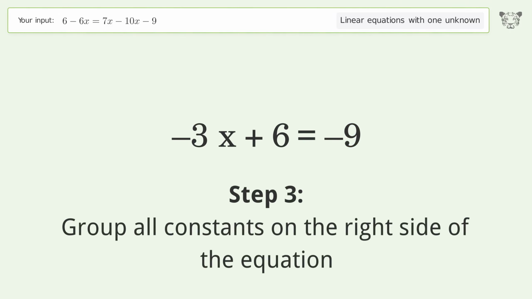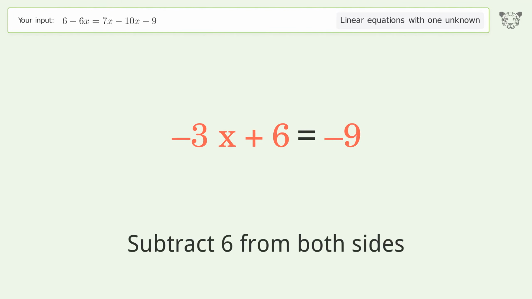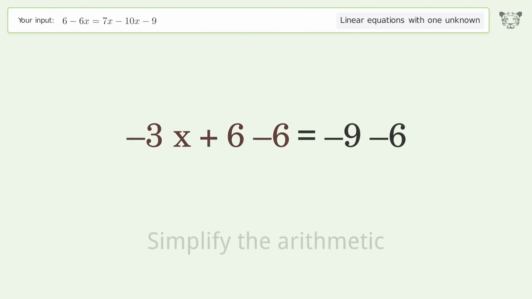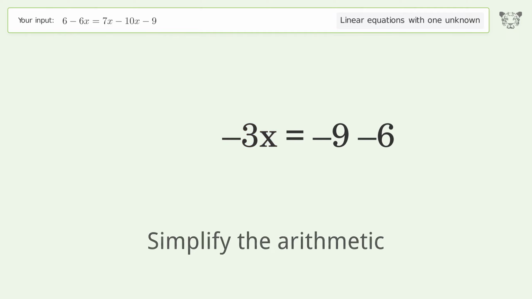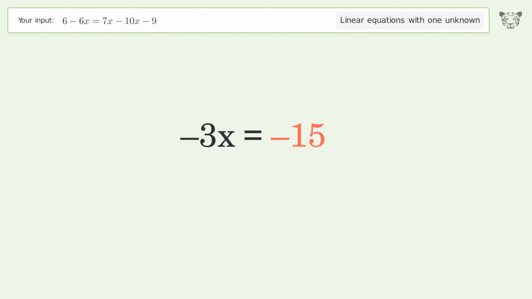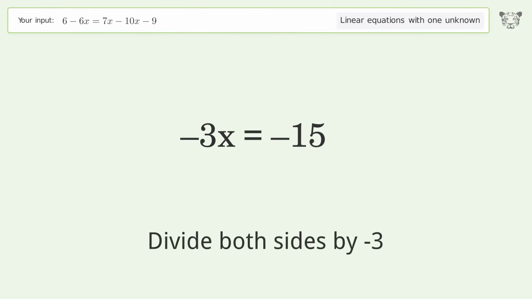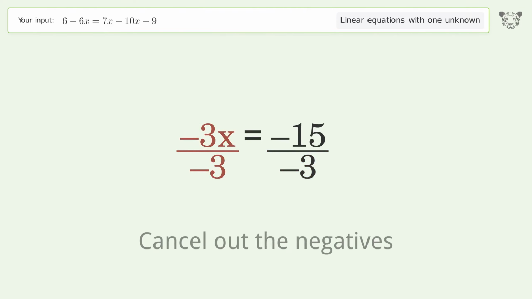Group all constants on the right side of the equation. Subtract 6 from both sides. Simplify the arithmetic. Isolate the x. Divide both sides by -3. Cancel out the negatives.